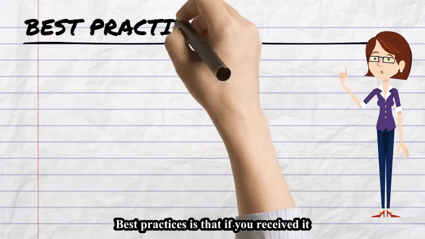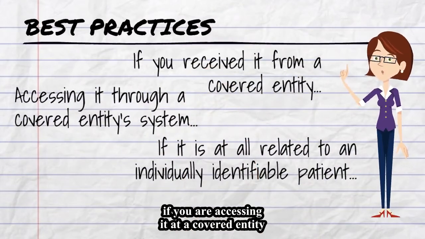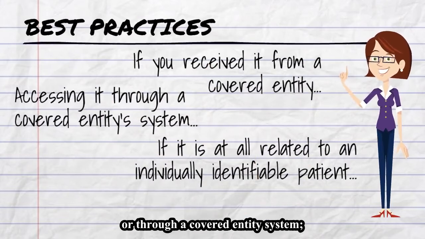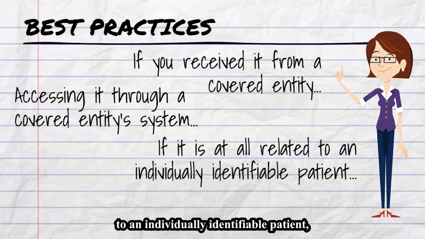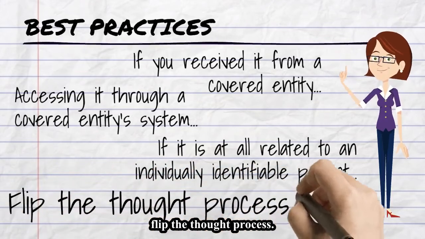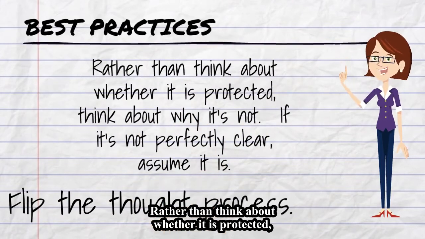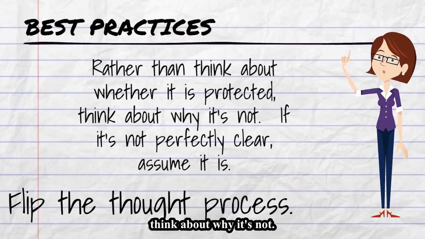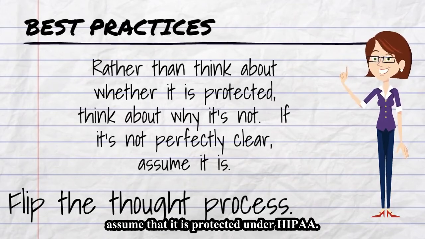Best practice is that if you received it from a covered entity, if you are accessing it at a covered entity or through a covered entity's system, if it is at all related to an individually identifiable patient, flip the thought process. Rather than think about whether it is protected, think about why it's not. If it's not perfectly clear, assume that it is protected under HIPAA.